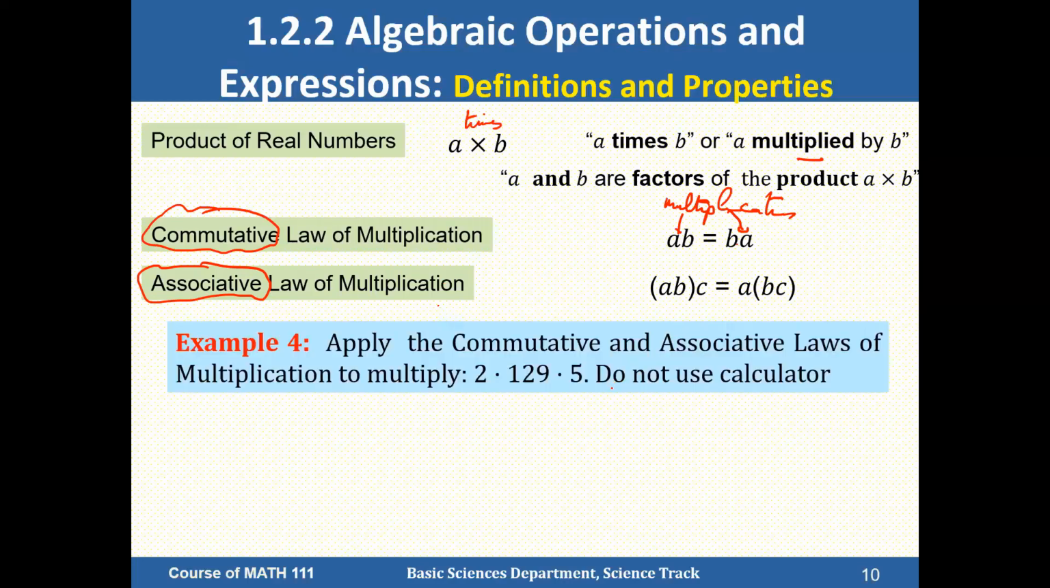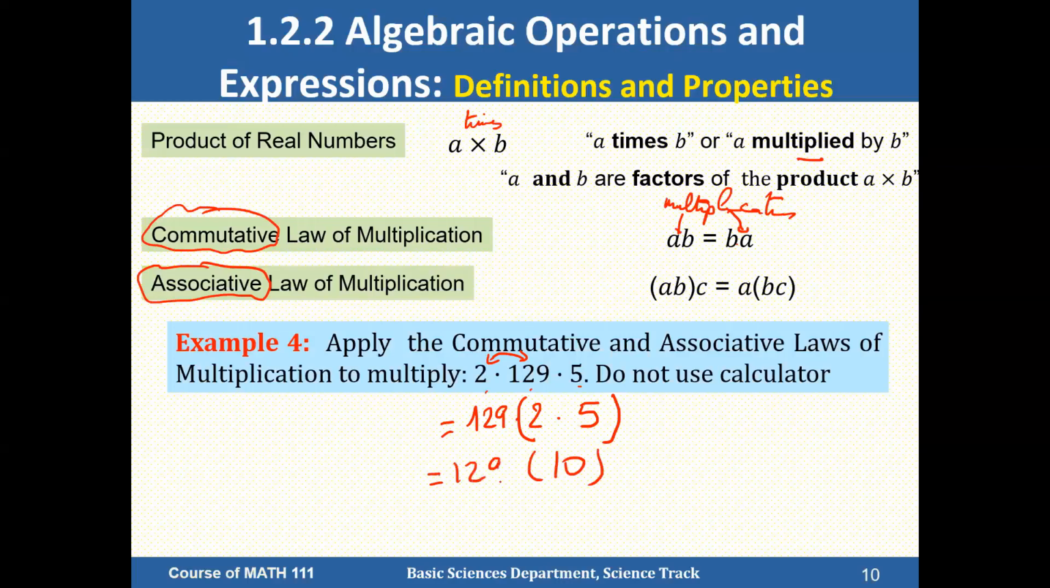This is an illustration. We can compute this product without using a calculator, by using only the properties of multiplication. For example, here we have 2 times 129 times 5. I can swap the places of the 2 and 129. I commute, 129 times 2 times 5, because it is commutative. Now I have a product of three numbers. We can start by multiplying 2 and 5, because it is associative. And 2 times 5 is 10.